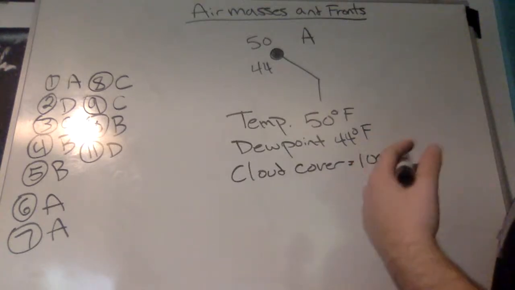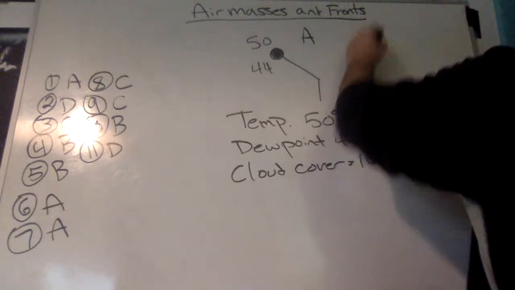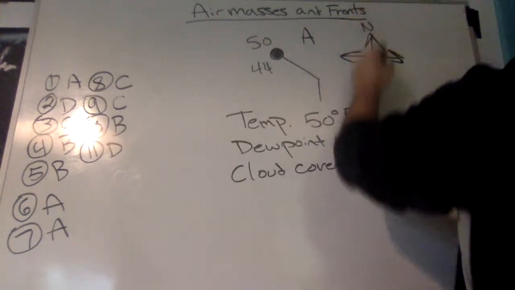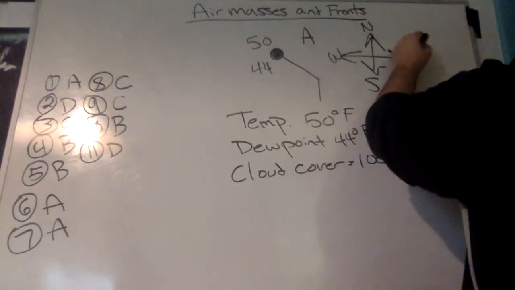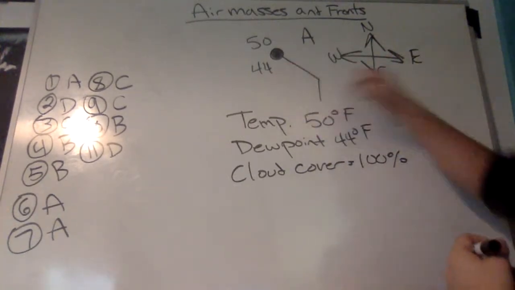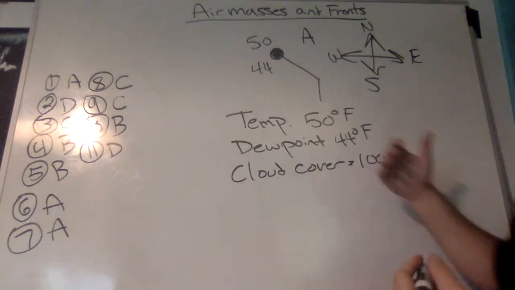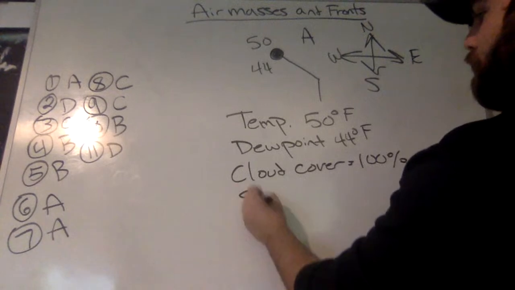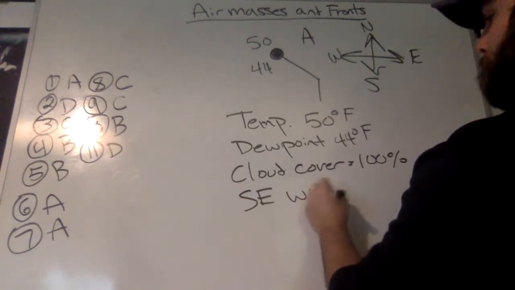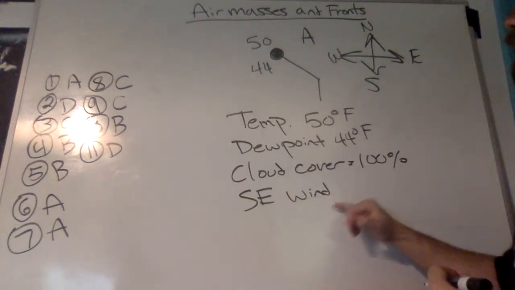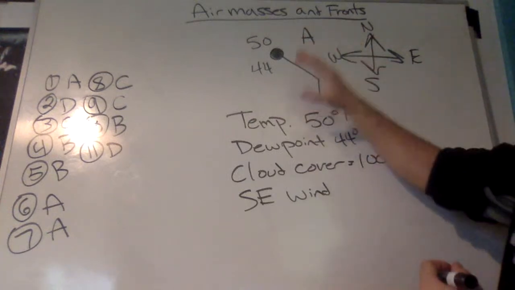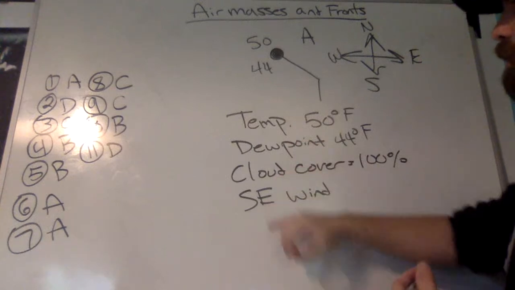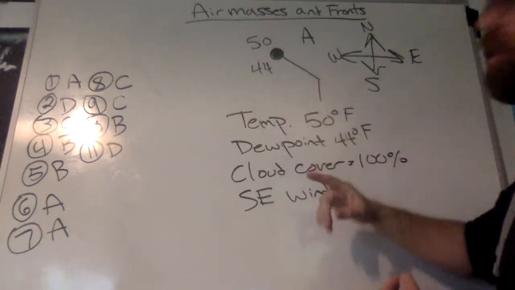Our next thing is we got to find the wind, okay? So let's make a little compass just in case so we don't make mistakes, right? North, south, west, east, okay? Our line falls in between southeast, so it's a southeast wind because the wind is coming from the southeast. It's a southeast wind. And our next one, the only other information that we can get from this, which is still a lot, we got our temperature, our dew point, cloud cover, and our wind, is our wind speed, okay?